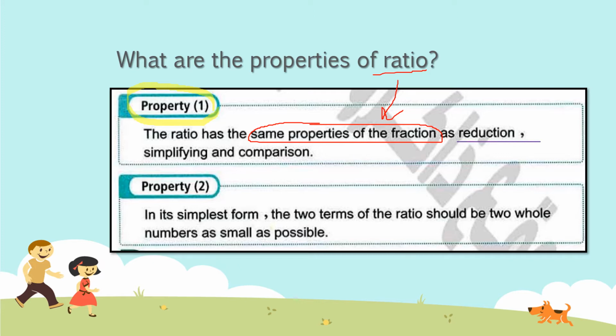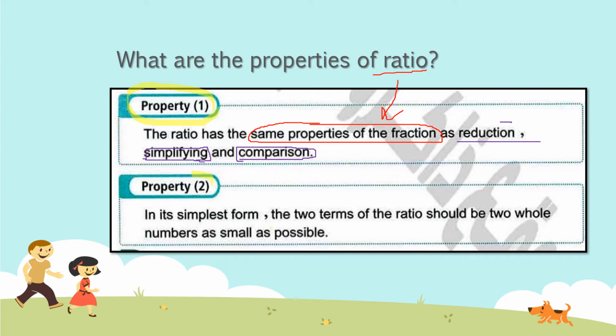Like reduction, which is simplifying: when we simplify a fraction to its simplest form, like 3 over 6, it becomes 1 over 2. And comparison: when we compare two fractions, it is the same as when we compare two ratios. So the first property says the ratio has the same properties of the fraction as reduction, simplifying, and comparison.